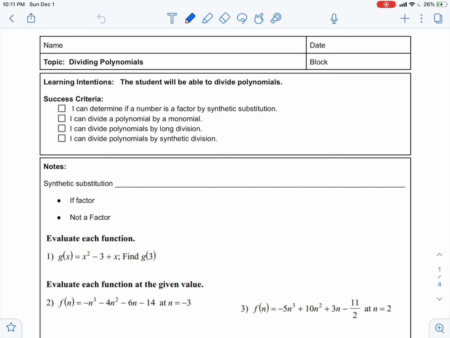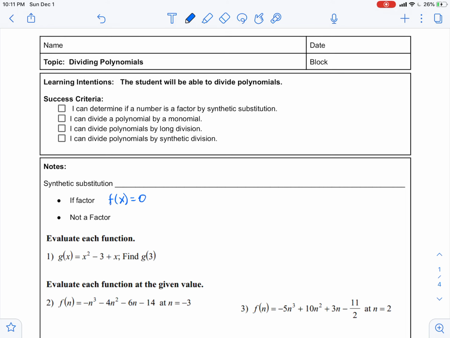So we're going to start with the first one, which is called synthetic substitution. And we've actually seen this before. We're just calling it something different and looking at it in a different way. Synthetic substitution basically is just like what it sounds. It is just a substitution of a number into your polynomial. And what makes it important is that when I substitute it into my f of x or g of x or whatever happens to be, if it equals 0, then that means it is a factor.